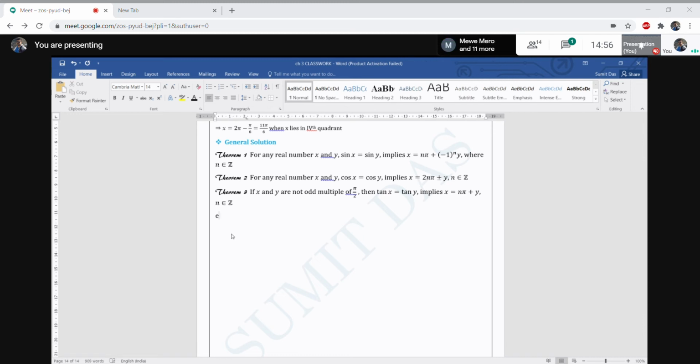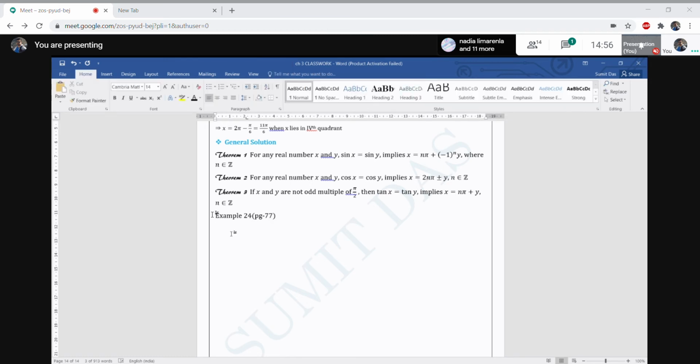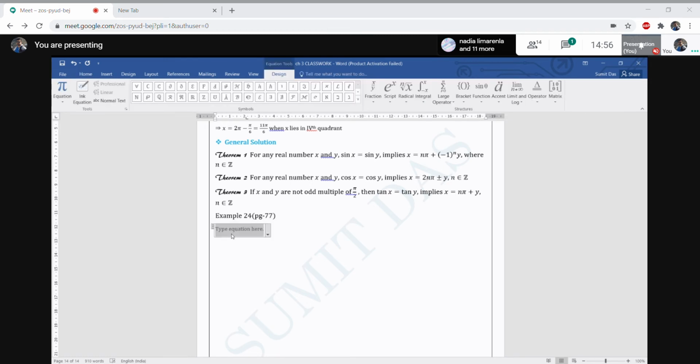I'm giving one example. This is in your book, example 24, page number 77. The question is this: 2 cos square x plus 3 sin x is equal to 0.